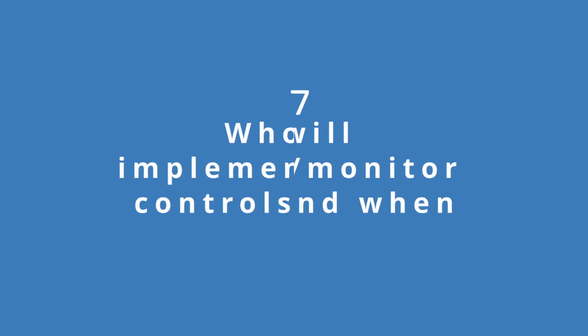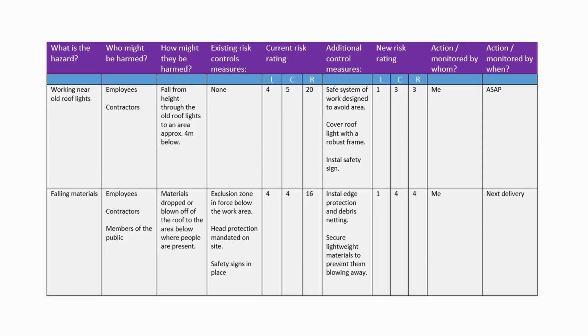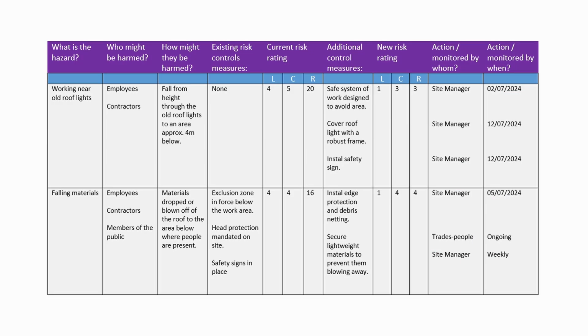Finally, number 7, who will implement/monitor controls and when. Often, the person completing the assessment will put themselves as monitoring or actioning the additional control measures, which isn't always correct. The action or monitoring by when also can have errors when it has not been understood. This is what the column should look like. The example shows a good understanding of who will monitor or undertake the action with the relevant workplace roles identified. It also shows the specific different timescales for each of these actions to be taken or monitored by.